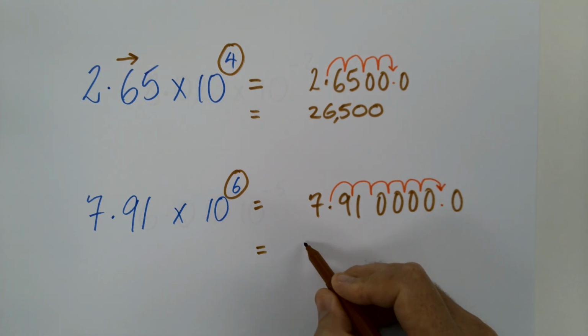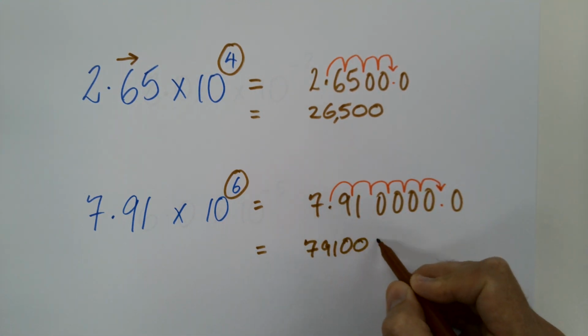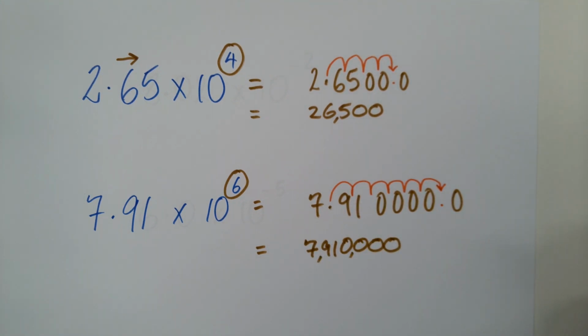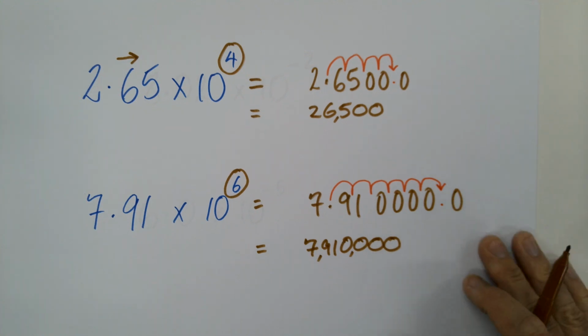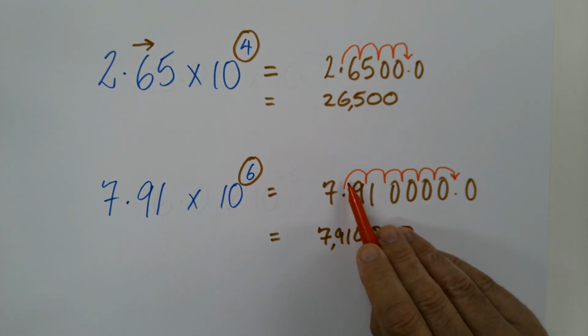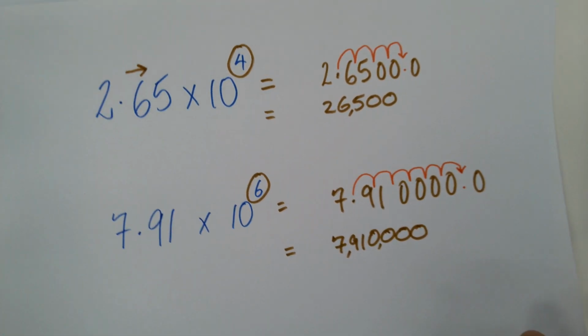So that's 719 and then 4 zeros. So that's 7,910,000. Literally, if you can count, you can do this. But my very strong advice is to physically draw those in. Don't try and do that in your head.